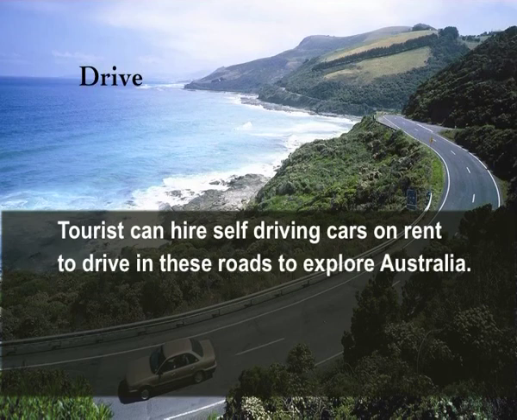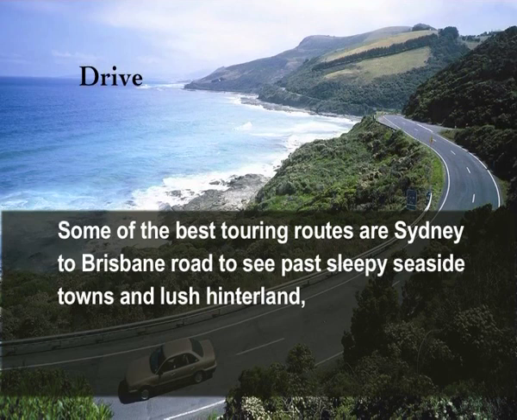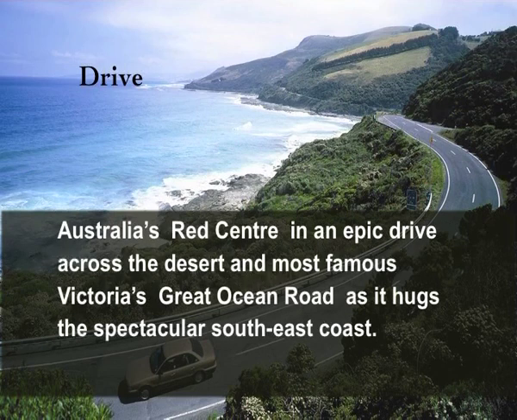Tourists can hire self-driving cars on rent to drive on these roads to explore Australia. Some of the best touring routes are the Sydney to Brisbane road to see past sleepy seaside towns and lush hinterland, Australia's Red Centre in an epic drive across the desert, and the most famous, Victoria's Great Ocean Road as it hugs the spectacular southeast coast. There are reliable car rental companies available at major airports, central city locations, suburbs and resorts.